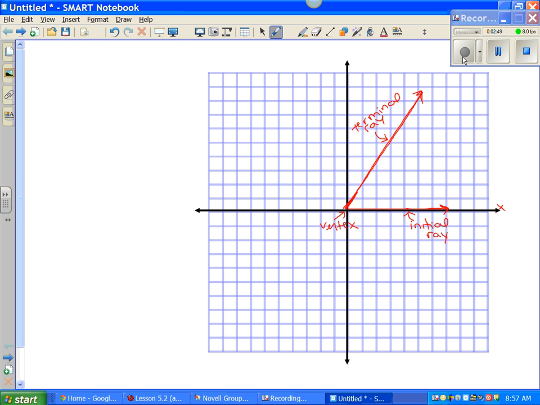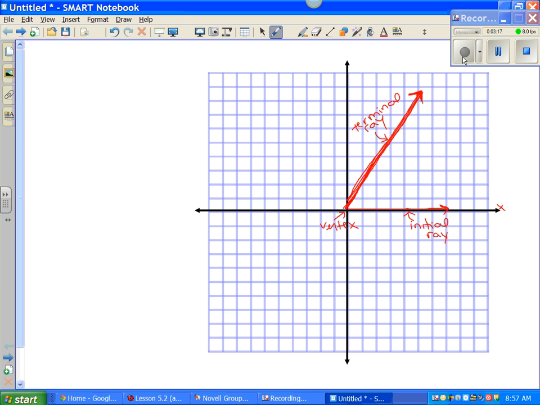Give me something in real life that we refer to as terminal. What else? Terminal illness. What happens when you have a terminal illness? You die. Okay, so if you have a terminal illness, you die. What happens to my angle at the terminal ray? It dies. It ends, right? Okay, so my terminal ray is where my angle ends.